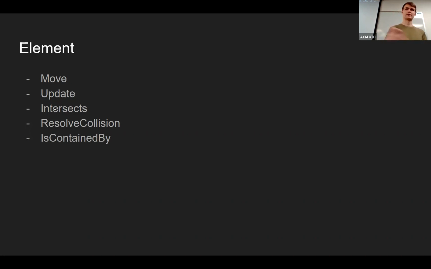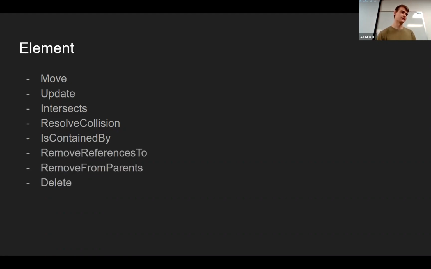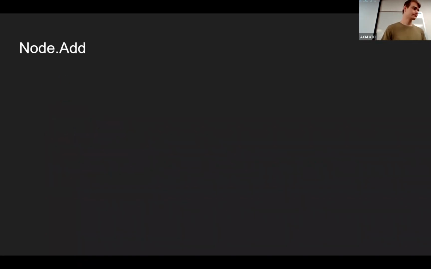Intersects is checking if it intersects a different element. Is contained by is if it's contained by a node. And for rectangles, those happen to basically be the same algorithm because a subdivision of the quad tree is just a rectangle and every other element is just a rectangle. But again, we want to write this in a generic way so that we have this broad phase algorithm and we can just plug in whatever narrow phase specific operations we need for whatever crazy geometry we have. And then there's some helper methods basically. And then of course a delete operation, which just removes it from the tree entirely, gets rid of it.